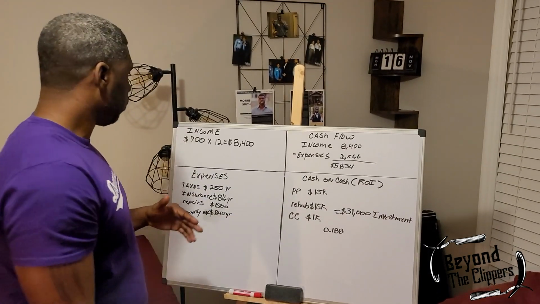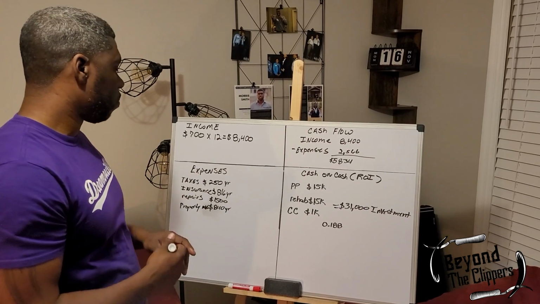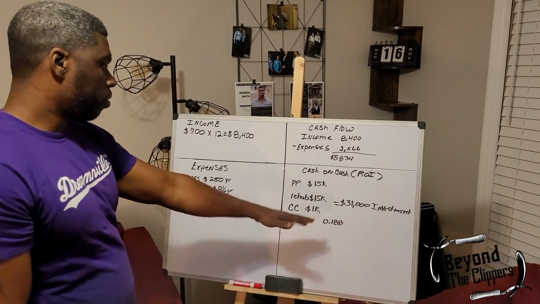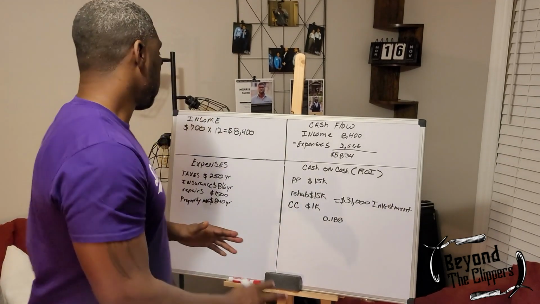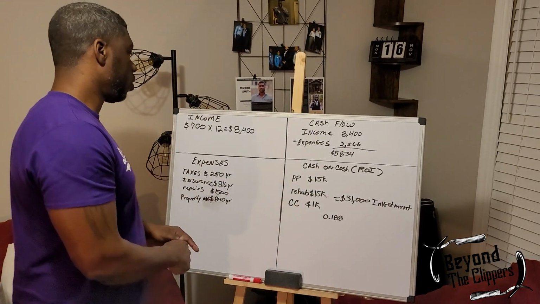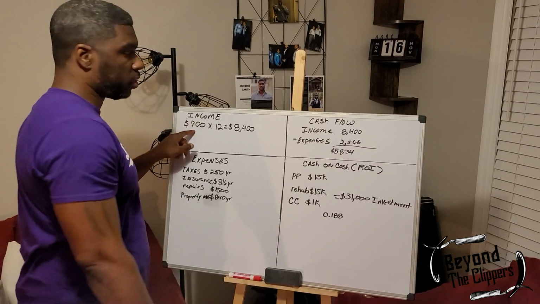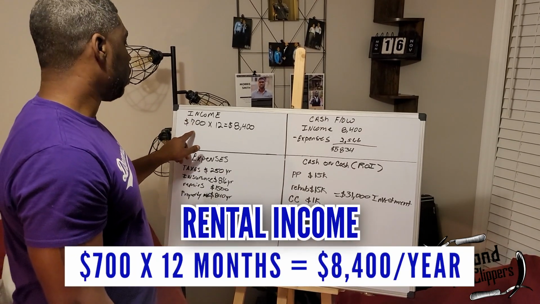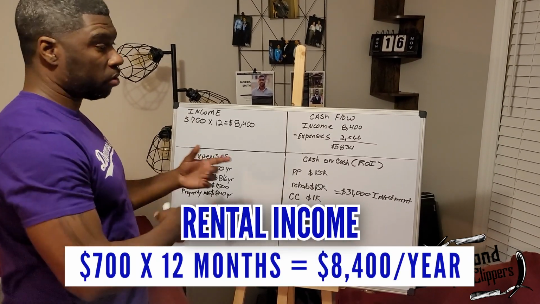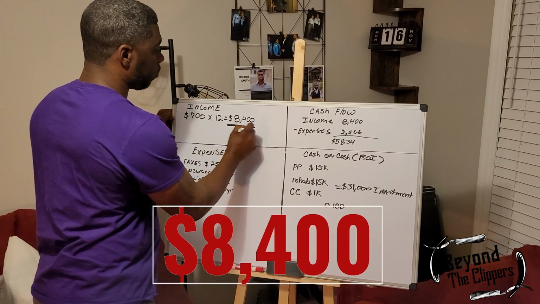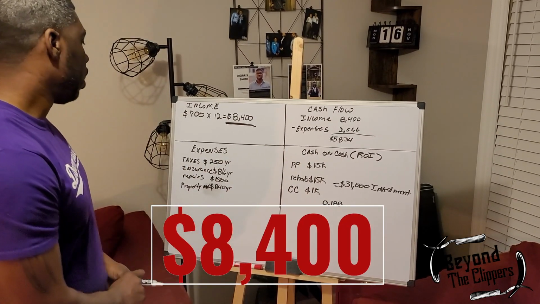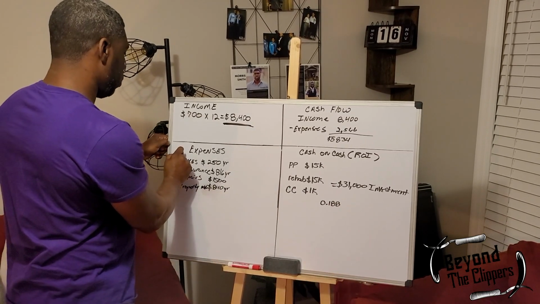So what I did was I took an example of a property where the total investment was $31,000. Now we did the income, which is the rental property at $700, and we did that times 12 because we have 12 months in a year, which gives you $8,400. And here we have your expenses.